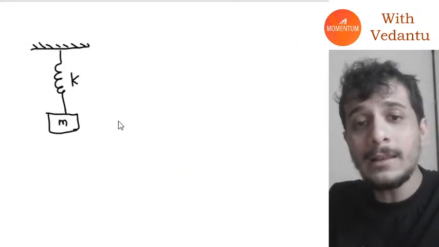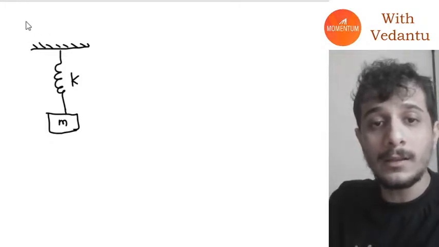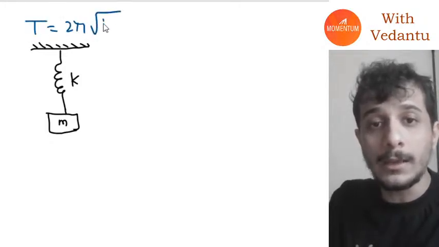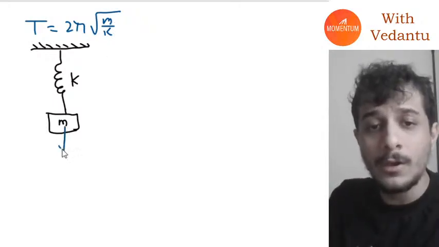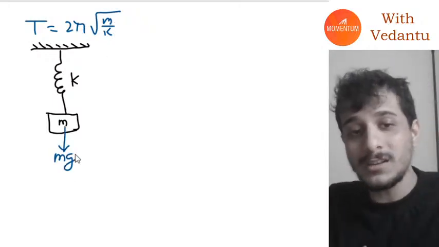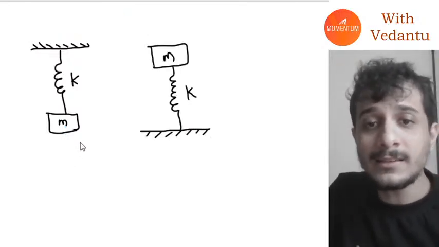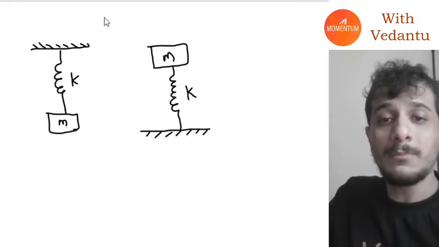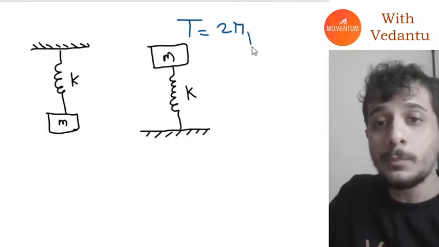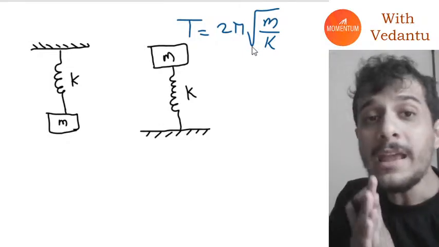Now similarly, if I ask you what will be the time period in this case, it will be nothing but once again T equals 2 pi under root m by k, because I have just one extra force, which is the gravitational force in the downwards direction. It is not going to change the time period. If I ask you the time period in the next case, here also the time period will once again be the same, equal to 2 pi under root m by k.